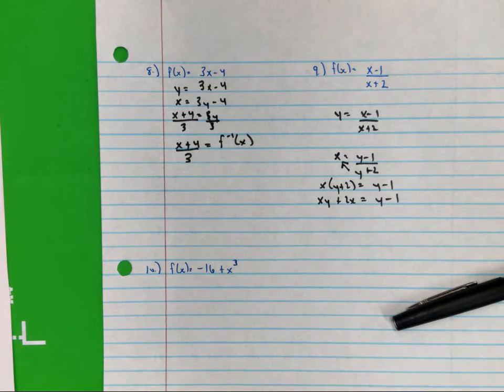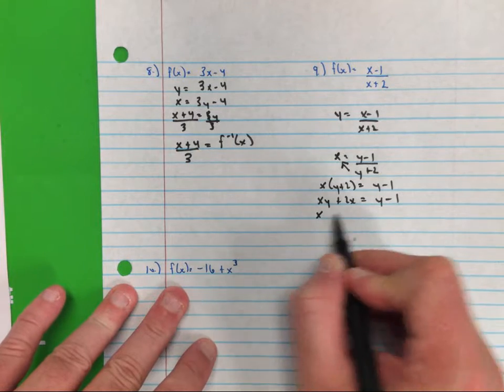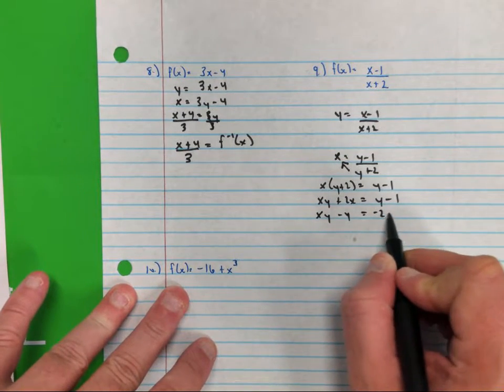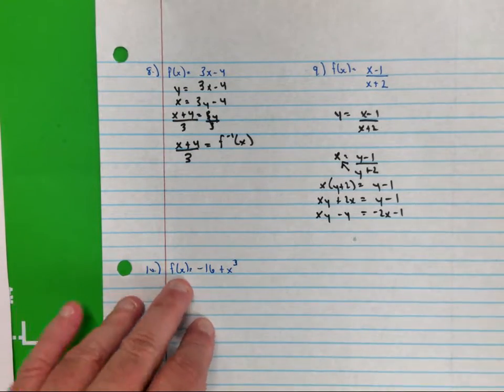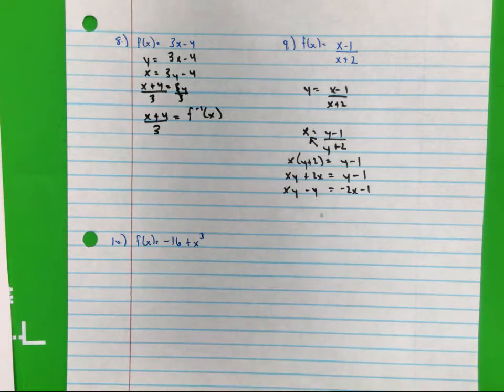Now, depending on which one you move, if your neighbor moved one and you move the other one to the other side, you're going to get 2 different answers, but they mean the same thing, okay? They might just look a little different. Like right here, xy plus 2x. I'm going to move the y over here, becomes negative, move the 2x over here. In a minute, I'm going to go back and do it the other way, to show you that you get two different answers, but it's the same thing.